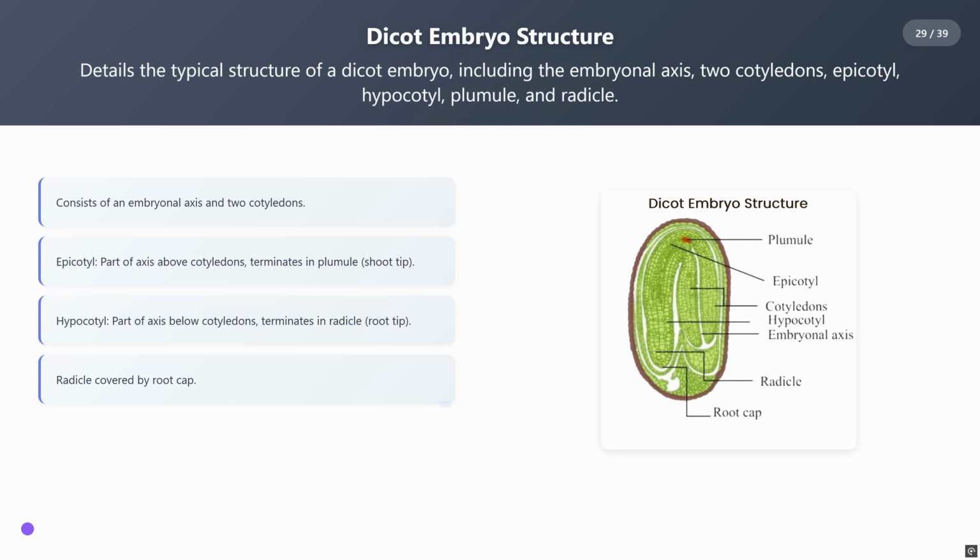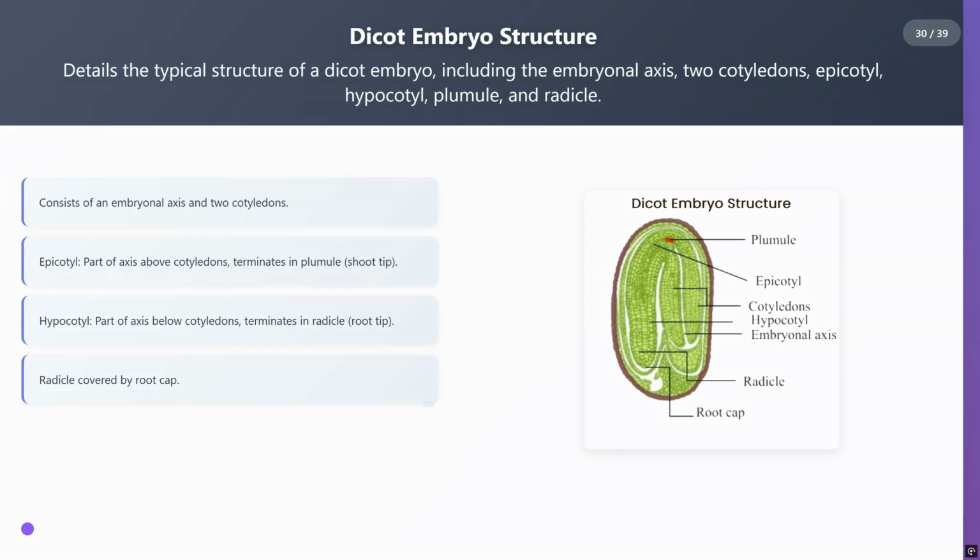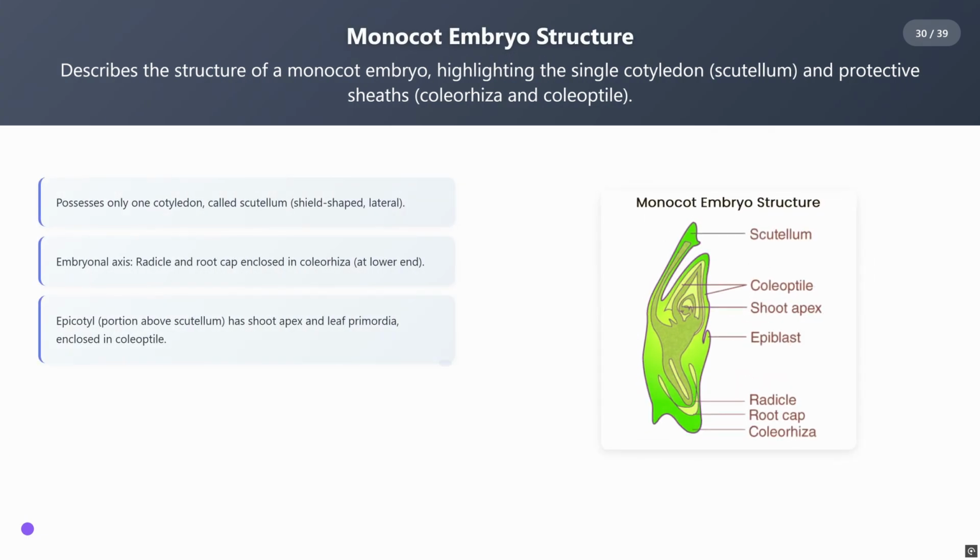It terminates at its lower end in the radicle, which is the embryonic root, the future root system. And the very tip of the radicle is usually covered and protected by a structure called the root cap. Hypocotyl and radicle for the root. Simple enough. Now, how does a monocot embryo, say in a grain of maize or wheat, differ from this structure?